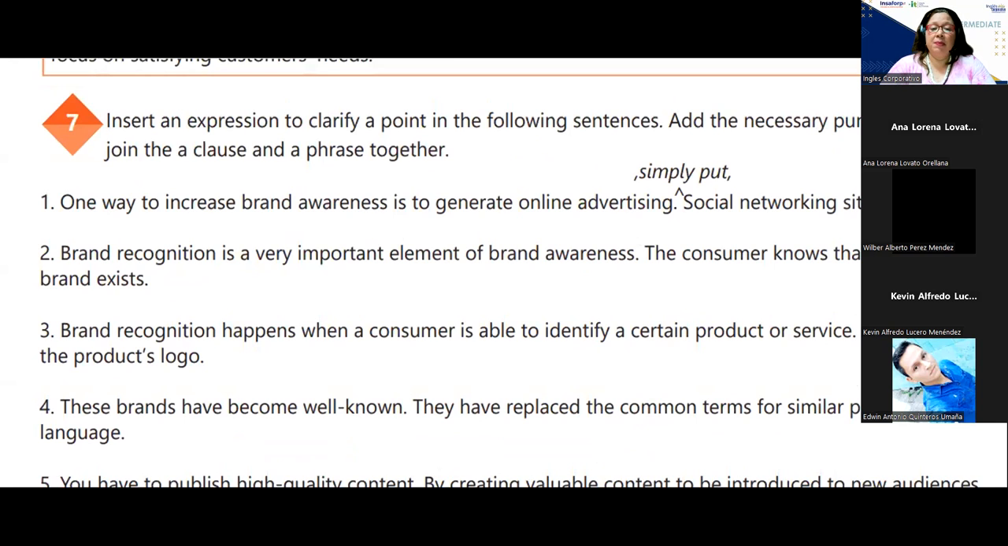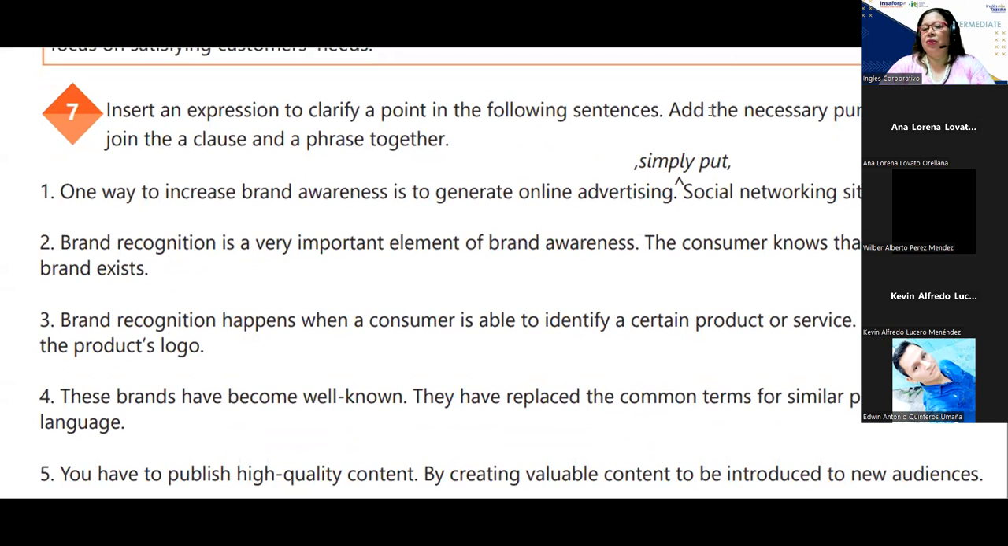Aha, simply put, simply put. So it means that you're just clarifying your point in some words, short words. One concept, right? It can even be only one thing, like a noun or a compound noun. So it says, simply put, social networking sites, right? What is this? Well, the awareness is to generate online advertising. It refers then to online advertising. What is that? The social networking sites.